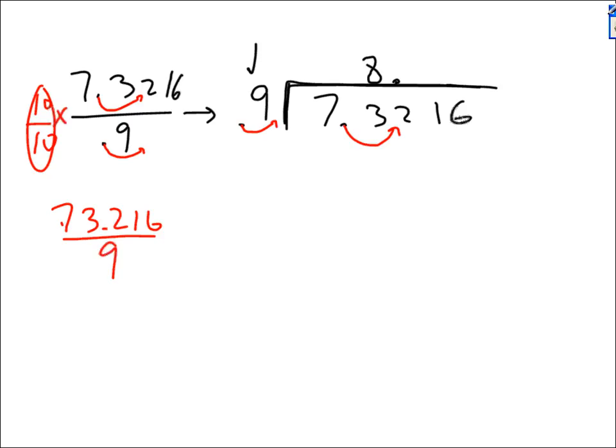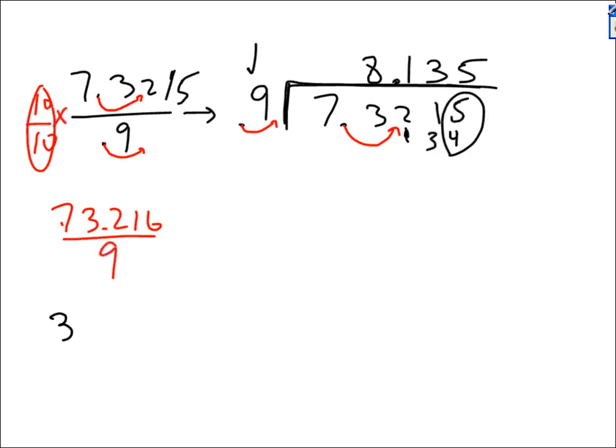9 times 8 is 72, with 1 left over. 9 into 12 goes 1 time with 3 left over. 9 times 3 is 27. Take that away from 31, you get 4 left over. Let's just let this work out nicely. 9 into 45 goes 5 times. And there's the answer. It equals 8.135.